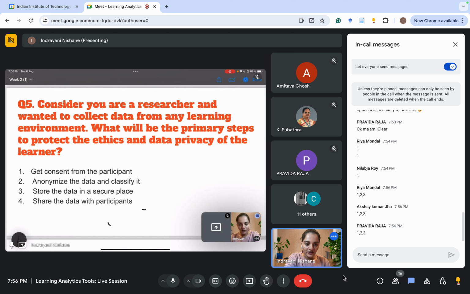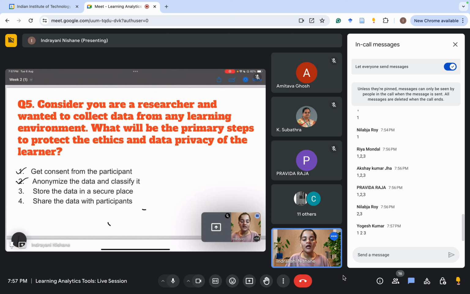Get consent from participants. I'm getting a lot of correct answers in the chat box. So get consent. Of course, we need to get the informed consent. Our participants need to be informed about how we are collecting that data. Then anonymize the data and classify it. Yes, we will be anonymizing it and classifying.